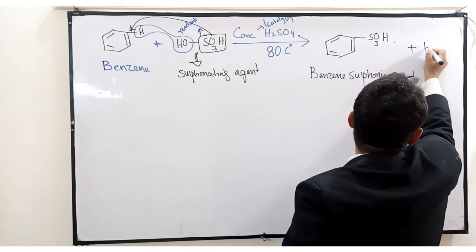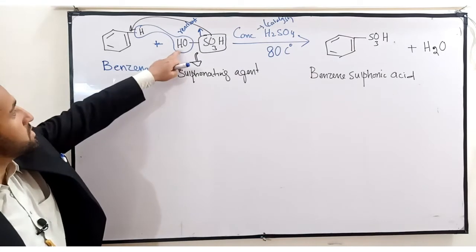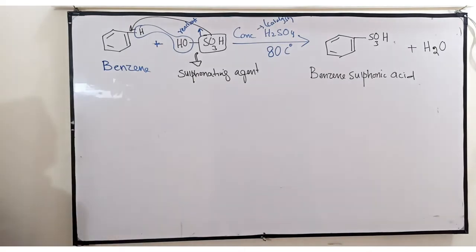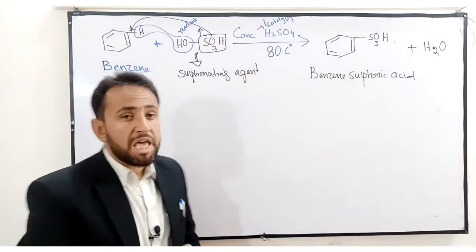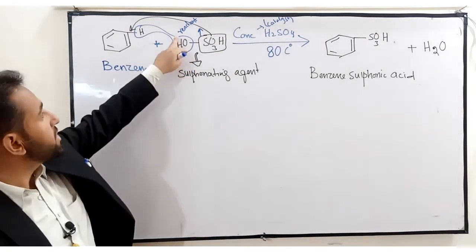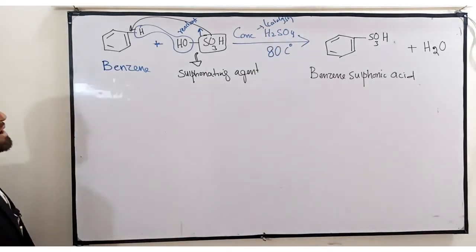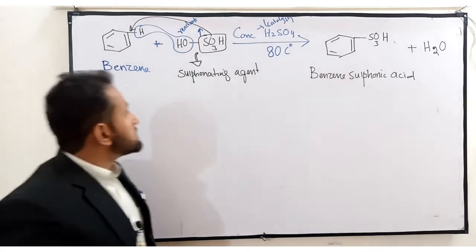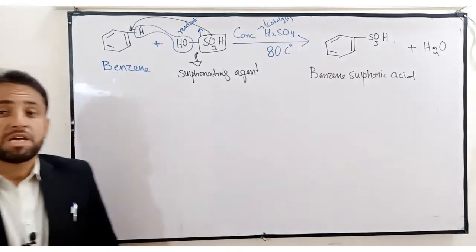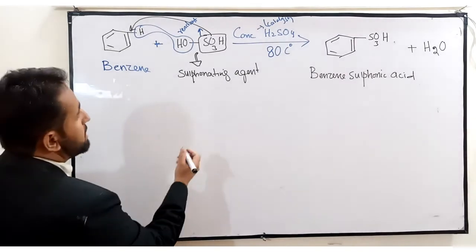Plus, one molecule of water will also form, because the hydrogen will react with this OH part of the sulfuric acid. So this is basically method number one, in which I am taking two molecules of the sulfuric acid. One will be the reactant, while the other one will be the catalyst. So this is method number one. Understand? Similarly, there is one more way to explain this reaction. That is method number two.